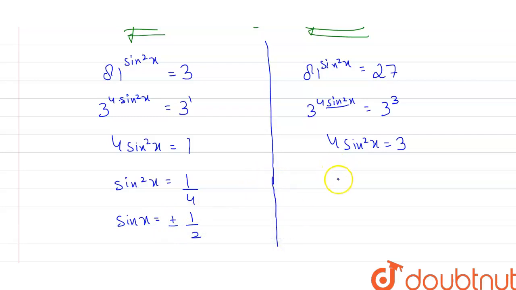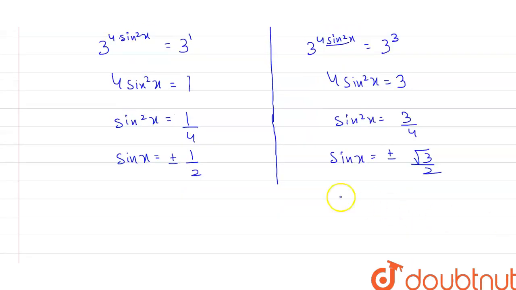And from this we are going to receive the value sin square x equals to 3 by 4. So from this, the sin x value will be plus minus of root 3 by 2. So these are the values of sin we are having right now.